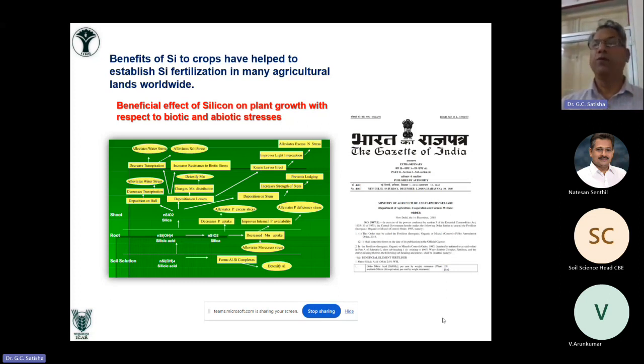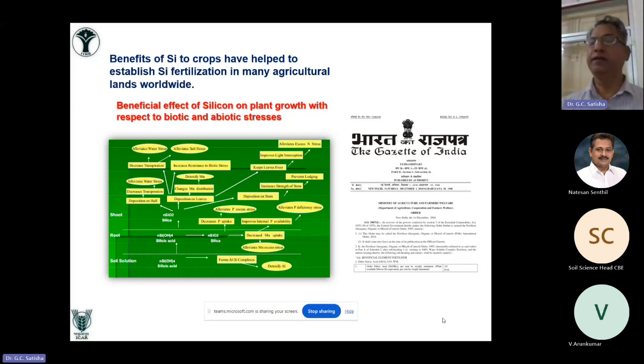That is one area where silica deposition in leaves plays a significant role in detoxifying and maintaining the balance of nutrition in the plant system. And probably the heavy metal toxicity can be eliminated by using silica. This is one area where we can see a really positive effect.